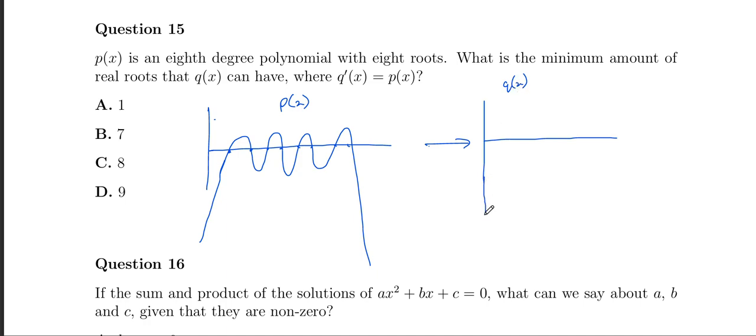Now, in the most extreme case, what can happen is that every single stationary point is actually a stationary point of inflection. So something like this. 1, 2, 3, 4, 5, 6, 7, 8. And then it goes up. So in this very extreme case, there's only one real root. Therefore, the minimum amount is A, 1.